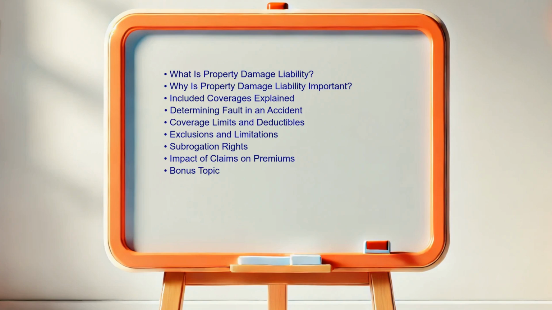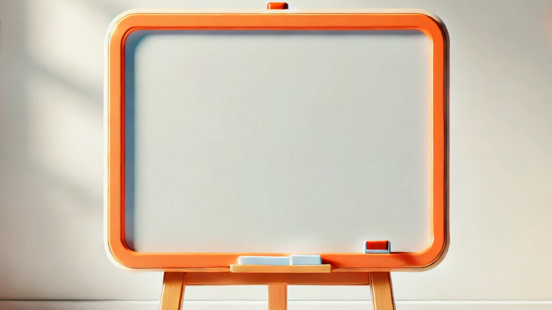What is property damage liability? Why is property damage liability important? Included coverages explained, determining fault in an accident, coverage limits and deductibles, exclusions and limitations, subrogation rights, impact of claims on premiums, and a bonus topic at the end. Let's go through these points one at a time.